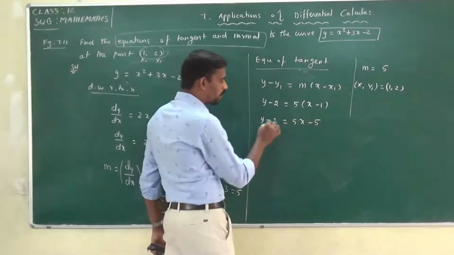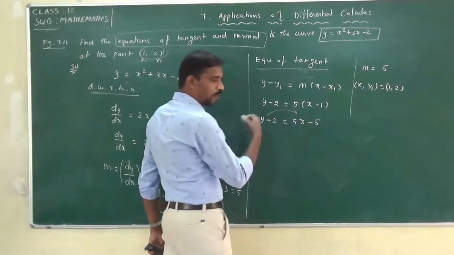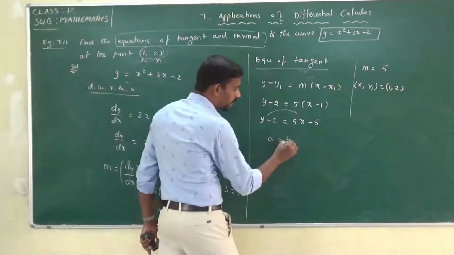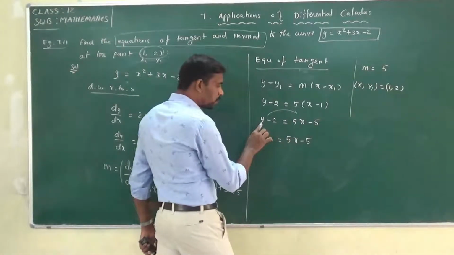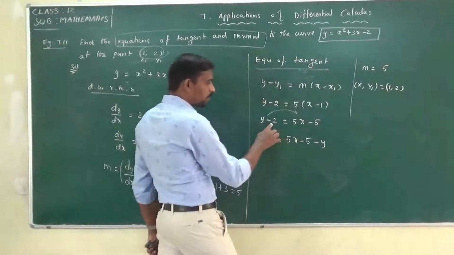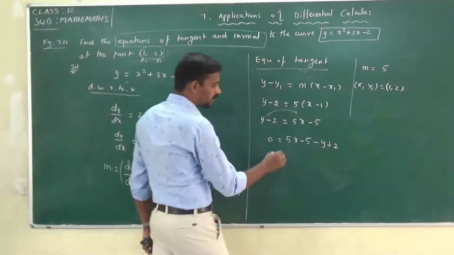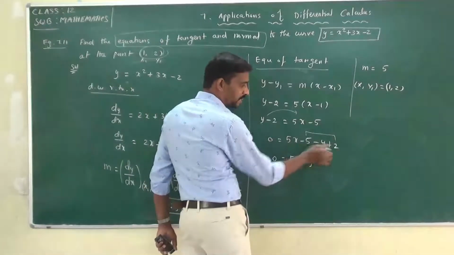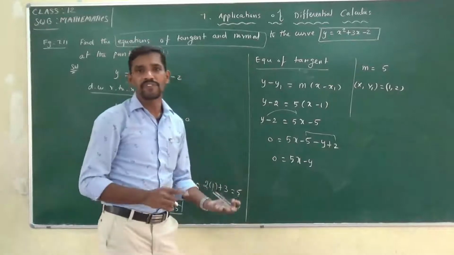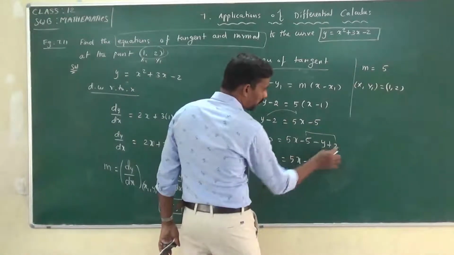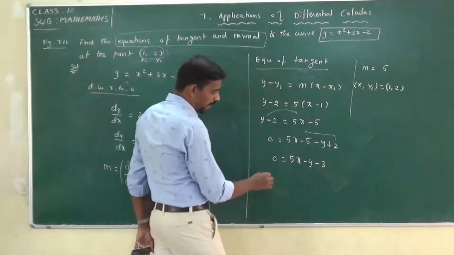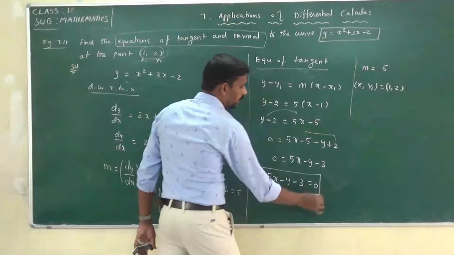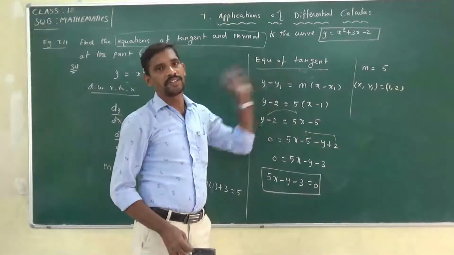So taking y minus 2 to the right side, the left side will be 0. Then the right side 5x minus 5. This plus y goes to that side minus y. This minus 2 goes to that side plus 2. Now arrange this. 0 is equal to 5x minus y. You see the numbers minus 5 plus 2. Symbols are different, so you want to subtract 5 minus 2, 3. So it will be minus 3. Then arrange this one. 5x minus y minus 3 equal to 0. This is nothing but the equation of tangent.